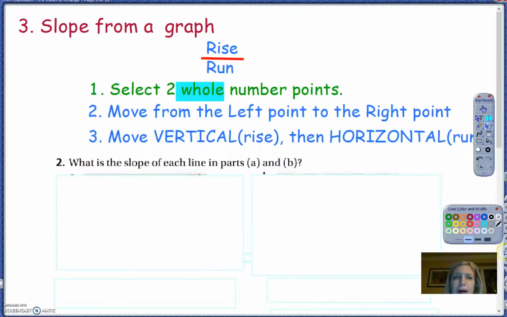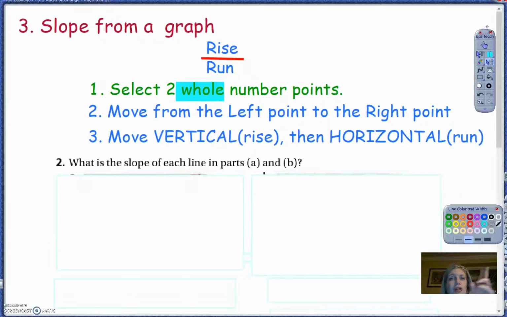Let's move on to number 3, where I'm going to give you a graph. And when you have a graph, you're going to do your rise over your run. And write down these 3 values. You're going to select 2 whole number points. You're going to move from the left to the right as you do it, and you're going to move the vertical, your up and down first, and then your horizontal, which is your left to right next. Okay, so what is the slope of each line in parts A and B?